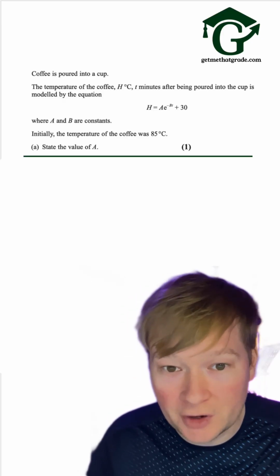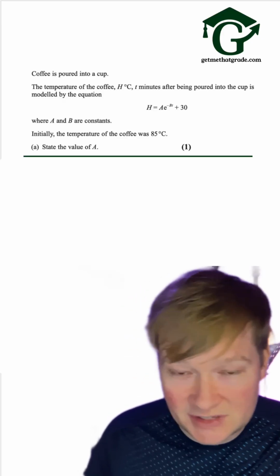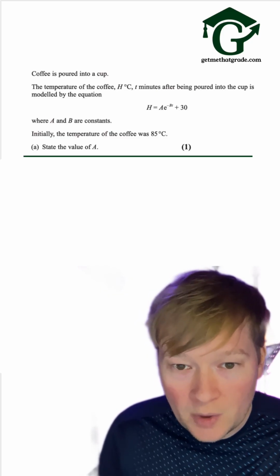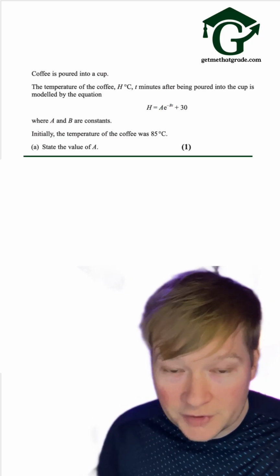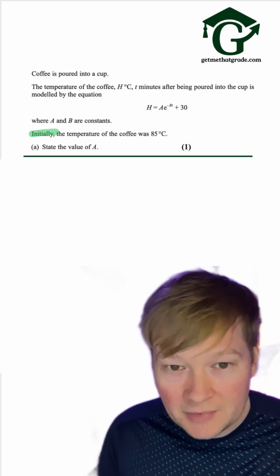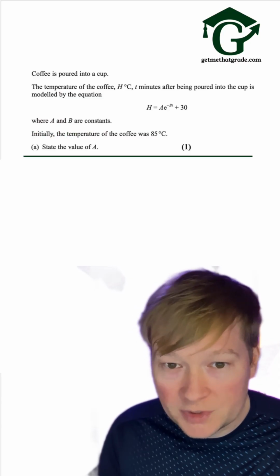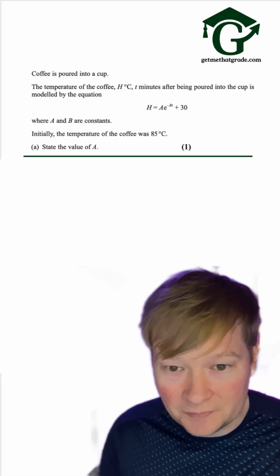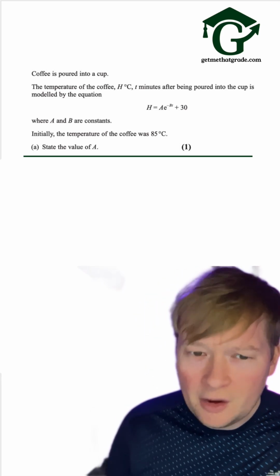The temperature of the coffee, H degrees C, T minutes after being poured into the cup, is modelled by this equation, where A and B are constants. Initially, the temperature of the coffee was 85 degrees C. It says state the value of A. It's only for 1 mark. How can we do that?